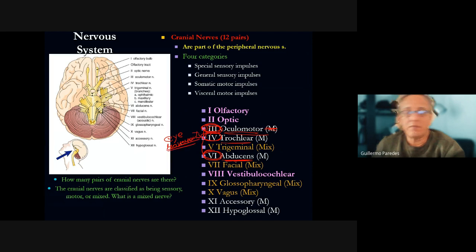For eye movement: 3, 4, 6. Oculomotor, trochlear, and abducens. You need to repeat it many times in order to memorize that.